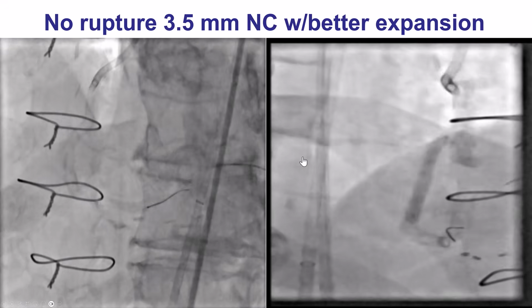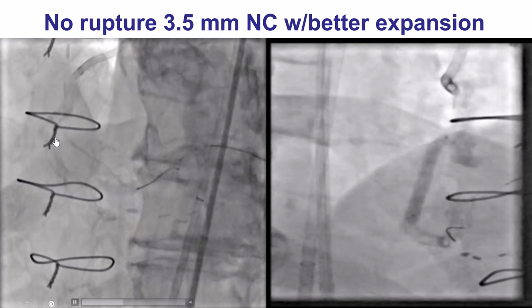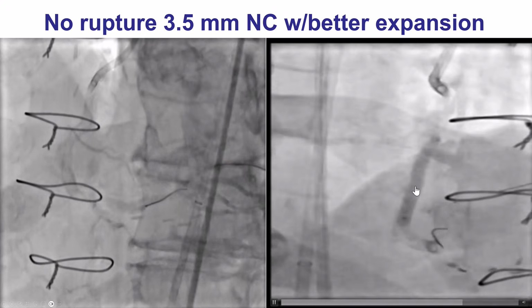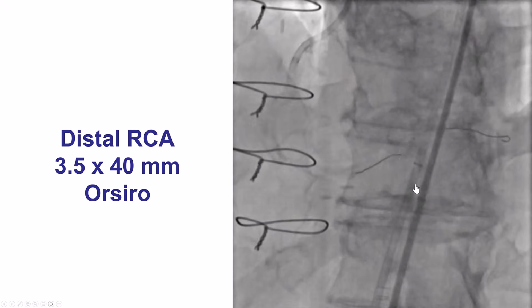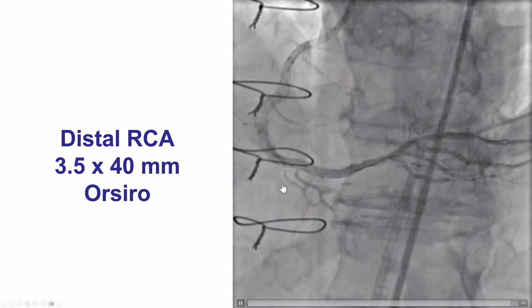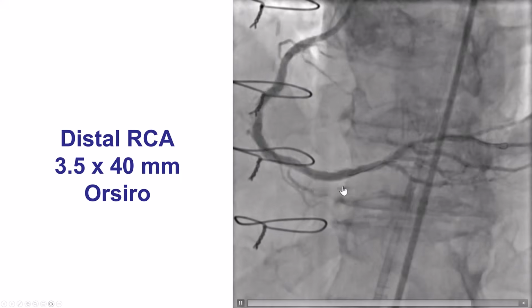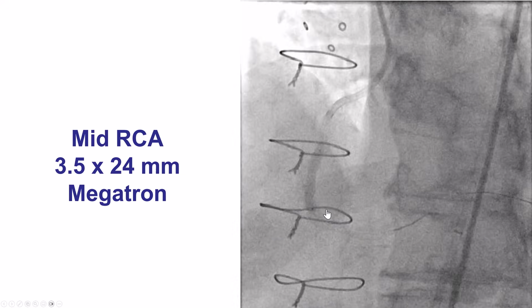And after we did this, fortunately, we were able to deliver the balloons. And this time, we did not have a rupture of the balloon. And we did get decent expansion with a 3.5 balloon. So we ended up stenting. We put a 3.5 by 40 millimeter stent in the distal right coronary artery that was not stented before. We stented over the previous guide wire.